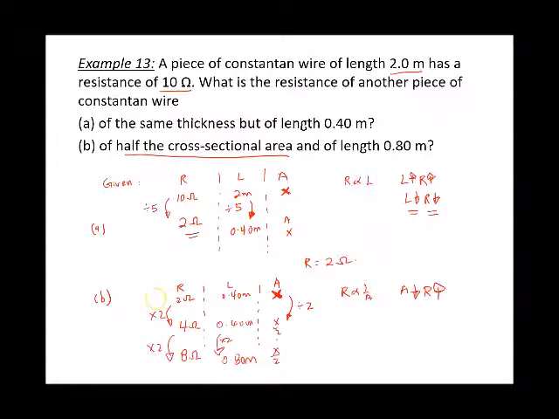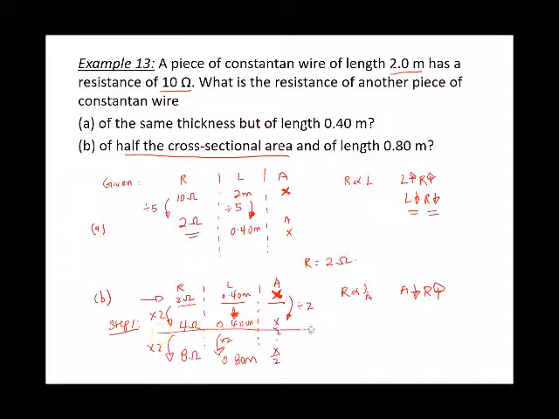From the original, resistance is 2 ohm, length is 0.4, area is X. The first step, number 1, is you change one thing first. I decide to change the area, and I keep the length the same. I don't change the length first. So when I change the area, this one divided by 2 causes the resistance to increase by 2.